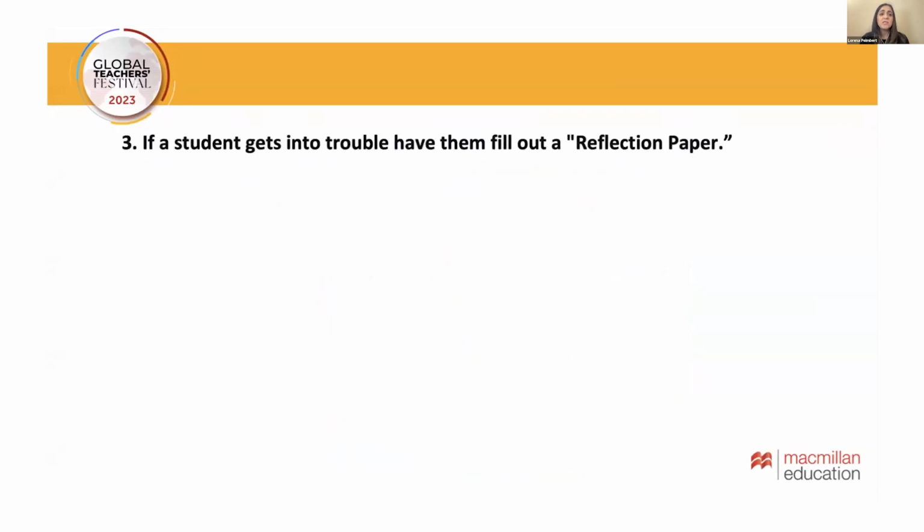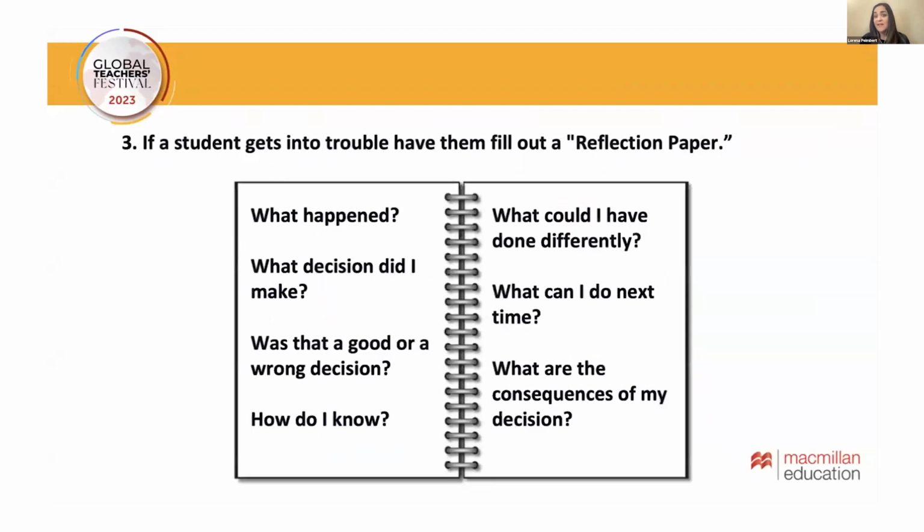Now, if a student gets into trouble, have them fill out a reflection paper, okay? And ask them, what happened? What decision did I make? Was that a good decision or a wrong decision? How do I know? What could I have done differently? What can I do next time?